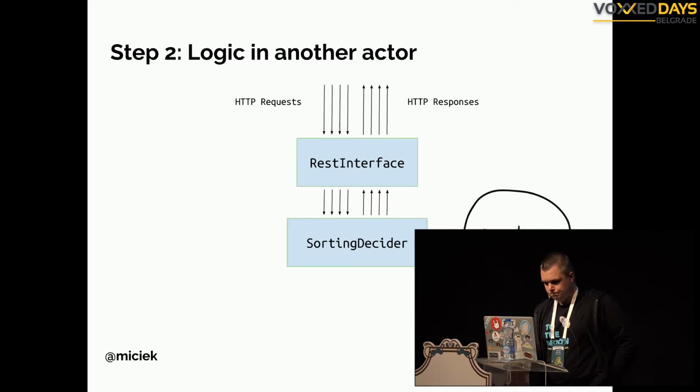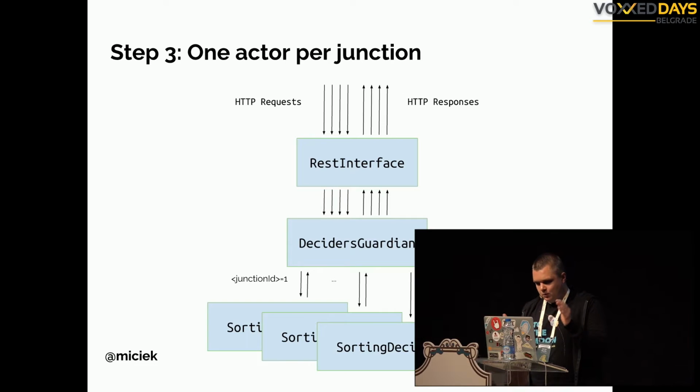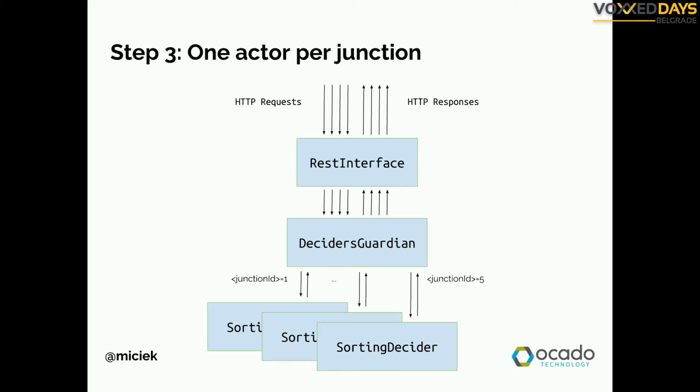Okay. So a third step, let's really improve the performance. We introduce another layer of abstraction, of course, another actor. This time it's the decider's guardian. We won't touch the sorting decider. This is our business logic actor. We'll use it the way it's defined right now, but we will create another actor which is called the decider's guardian, and it will create children. For each junction, there will be one sorting decider. So we'll be scaling based on junctions.